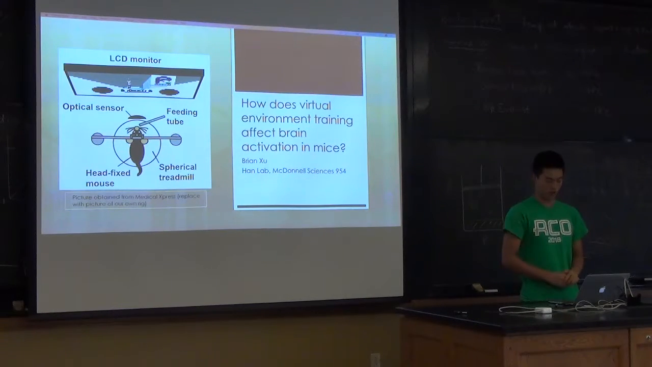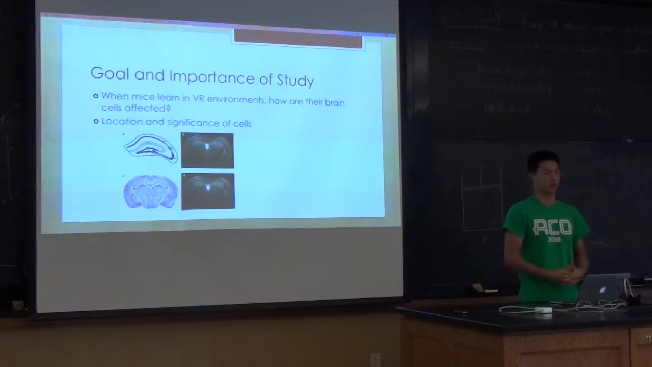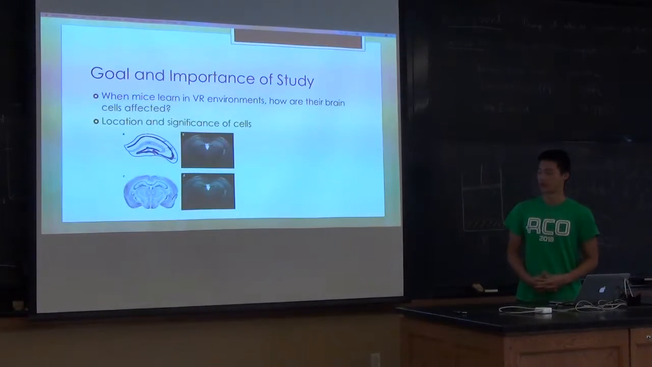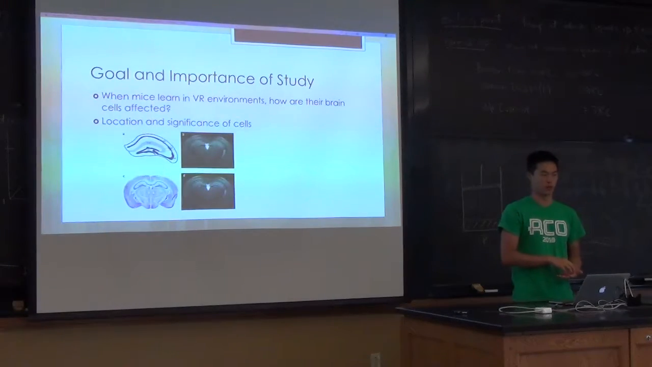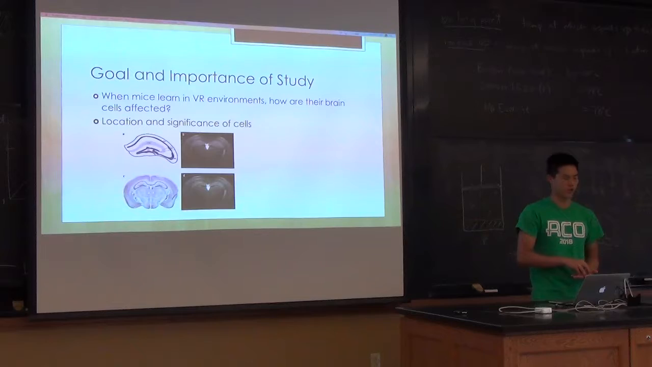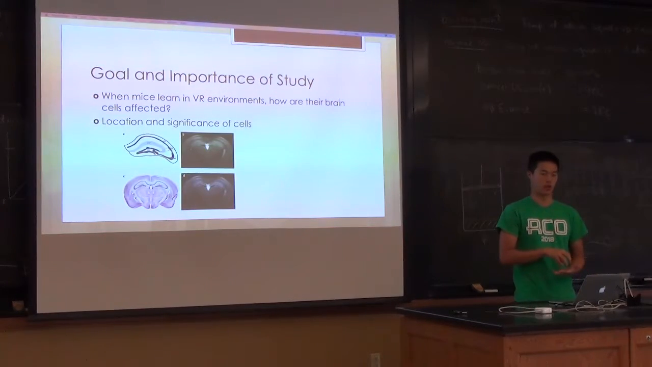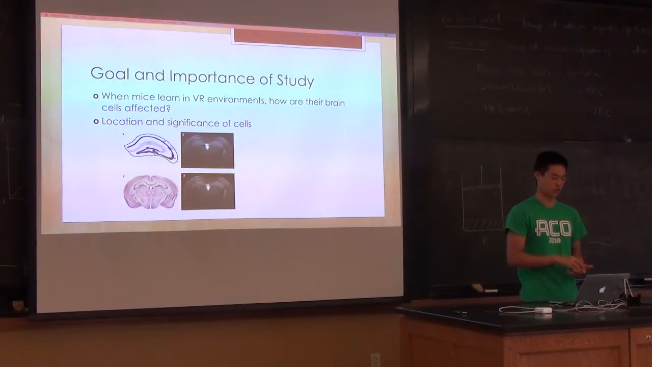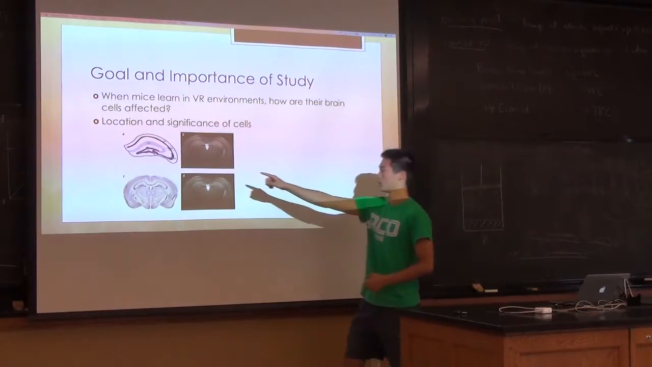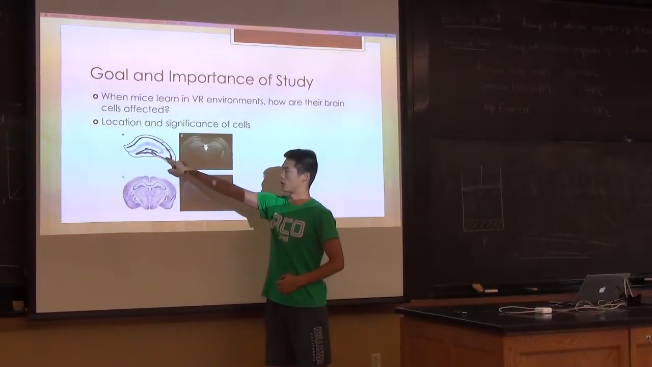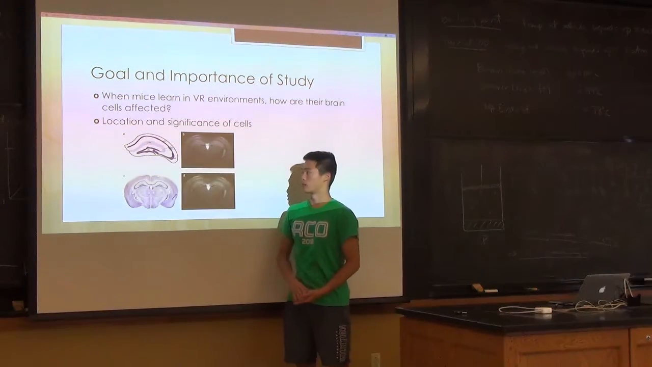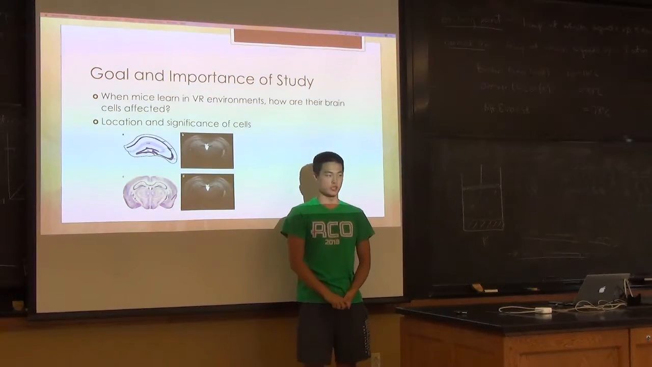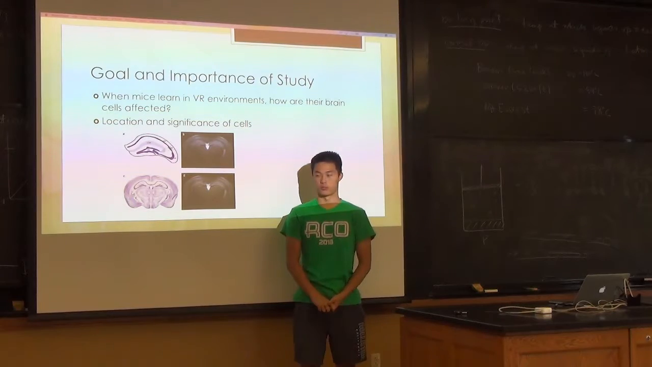And so the question that we are primarily investigating in this project is how cells are activated in the brain when mice are placed into a virtual environment. The cells that we're looking at primarily are in the hippocampus, which is this structure here, and it's shaped differently in most mammals, but this is a mouse hippocampus. This is an area of the brain that is associated with learning and memory.